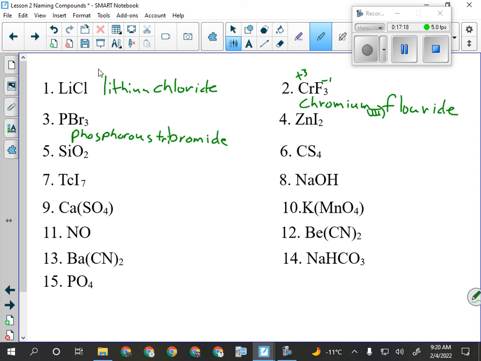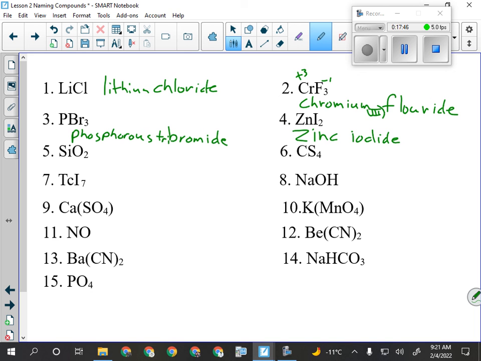And then for number 4, I've got zinc and iodine. Ionic or molecular? It's ionic. Zinc is a metal, right? Is it going to need a Roman numeral? What do you think? Does zinc have more than 1 possible charge? Nope. So, simply zinc iodide.